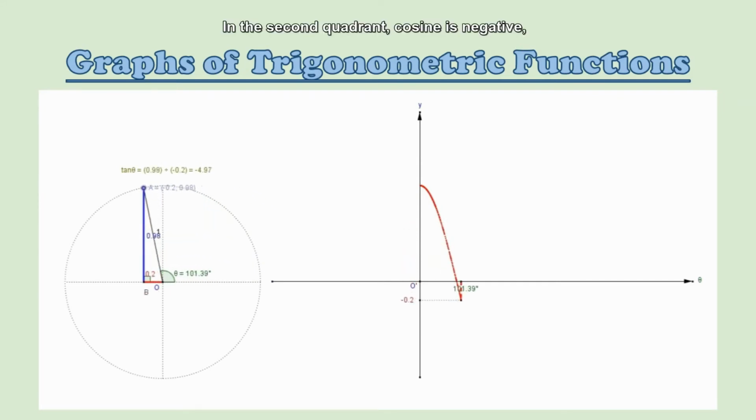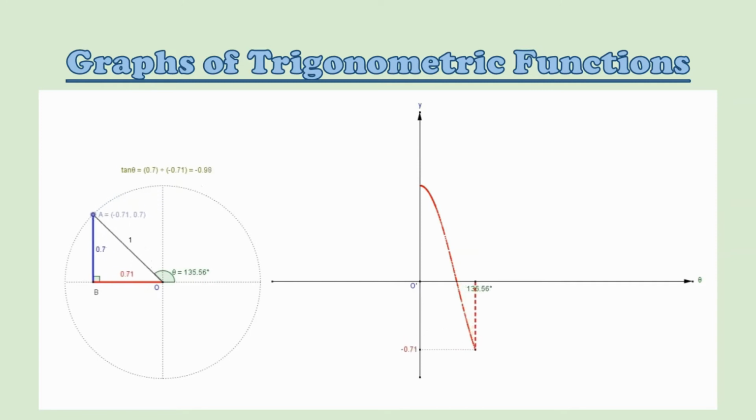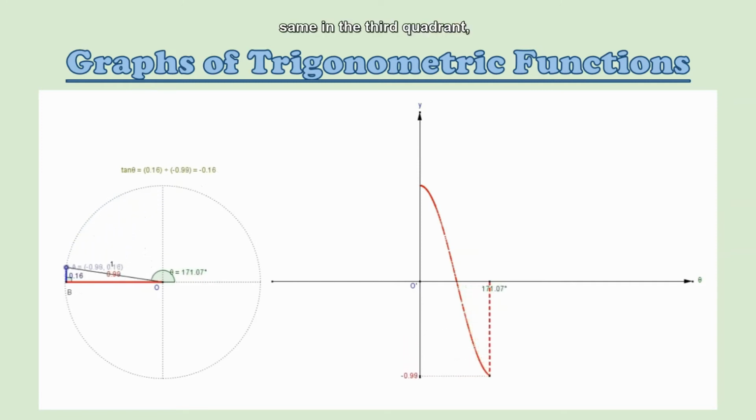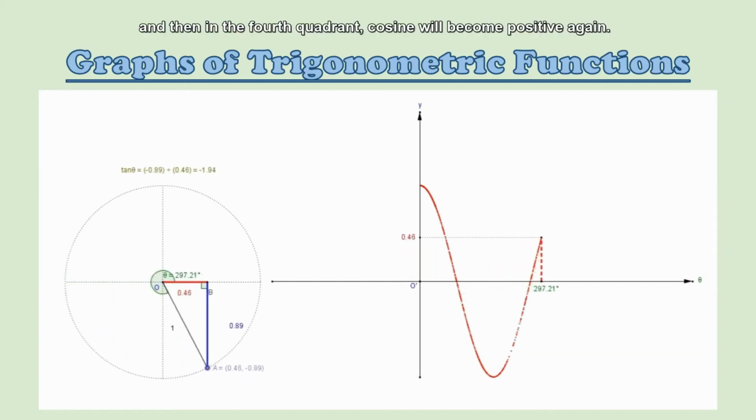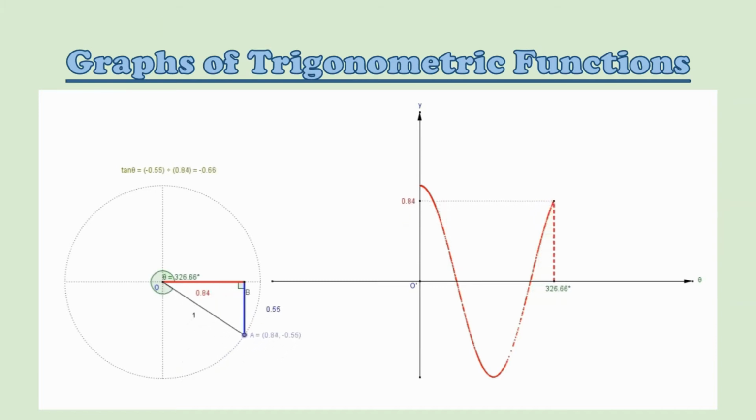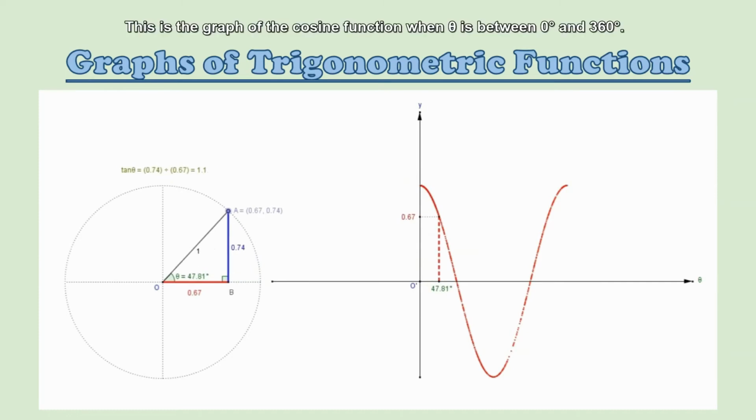In the second quadrant, cosine is negative. Same in the third quadrant. And then in the fourth quadrant, cosine will become positive again. This is the graph of the cosine function when theta is between 0 and 360 degrees. If we extend the range of theta, the graph will look like this.